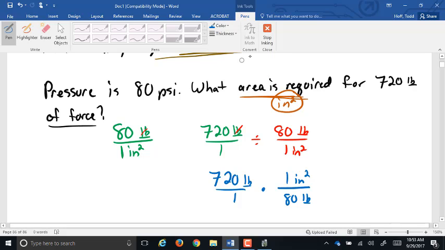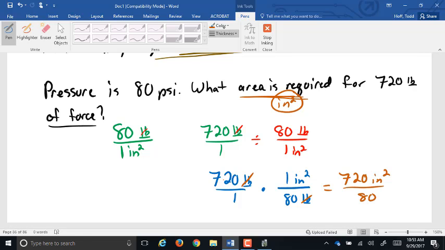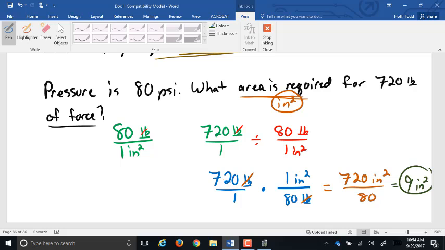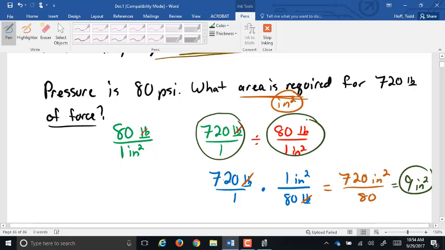And we can see now that the pounds cross cancel out in our fractions. 720 times 1 square inch is 720 square inches. 1 times 80 is 80. We can divide that out. 720 divided by 80 is 9 inches squared, or square inches. That's all dimensional analysis is, making sure the units work out. Many of you may have known that if you take your force and divide by your pressure, you're going to get an area.